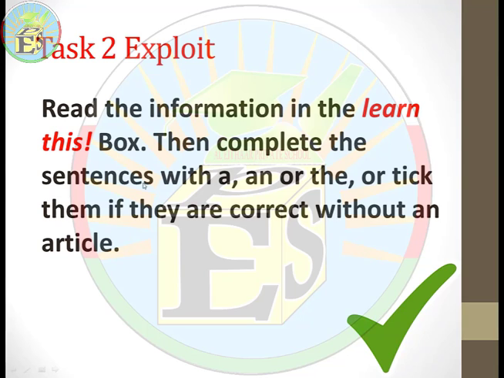Under this box, you have examples from 1 to 8. You have to read them carefully. Put a tick on the examples that you don't have to use an article with. So the first one and the second one are done for us. Let's read them together. The first one, he goes to work by train. So we don't use any articles here. He goes to work by train.